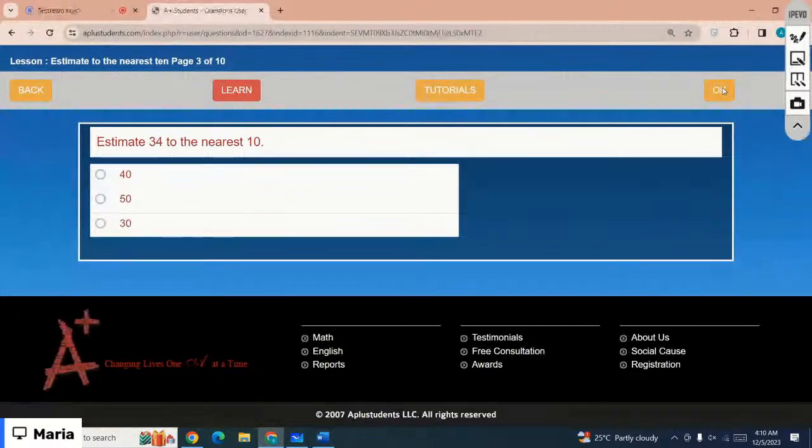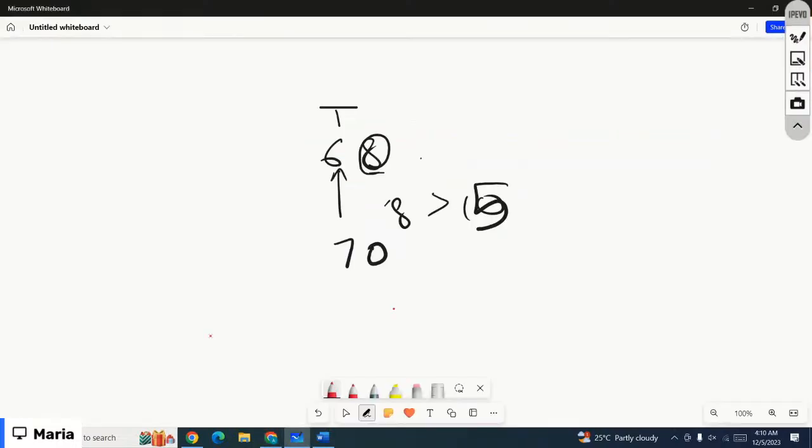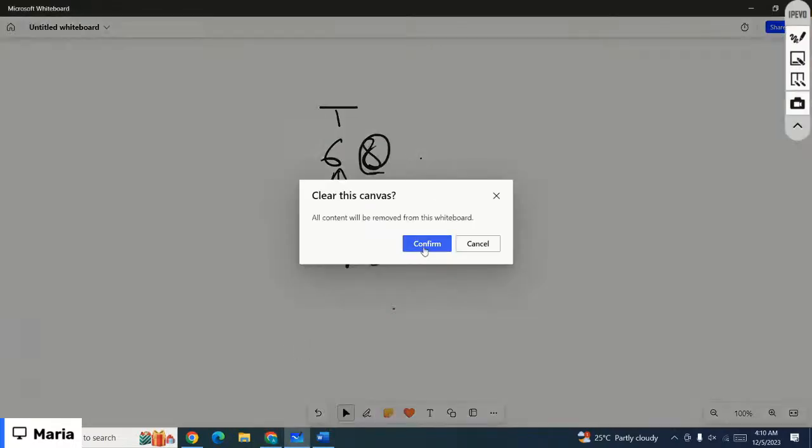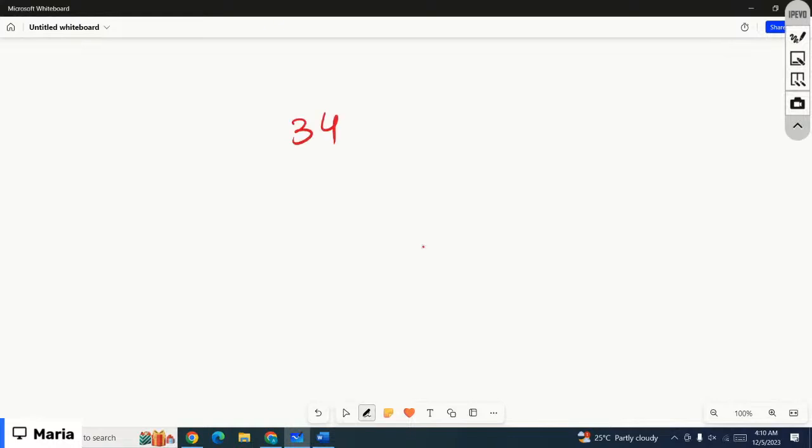Estimate 34 to the nearest 10. Which is the correct option? Okay, here is 34. You can see 34 is between two tens, 30 and 40, right? From 30, it is just 4 points away, and from 40, it is 6 points away, right? So you have to round off to the ten where you have the least distance. So it would be rounded off to 30. Very good. The correct option is 30.